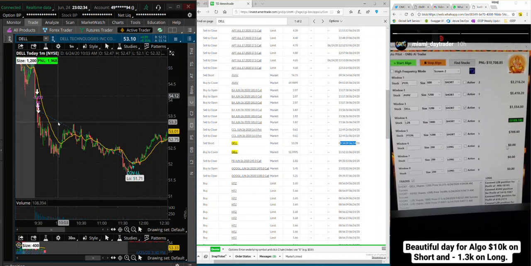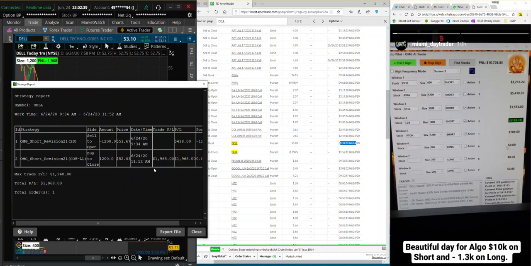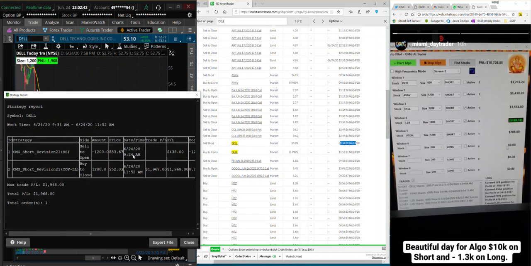If I right click here and say show report, you will see that my strategy set to short at 9:34 a.m. and it told me to cover at 11:52 a.m. And if I now look at the Ameritrade website, you will see the execution of the sell short from my autonomous trading platform was made exactly at 9:34, and it did a cover at 11:52. So it exactly matched the report or the strategy that I had in Thinkorswim.